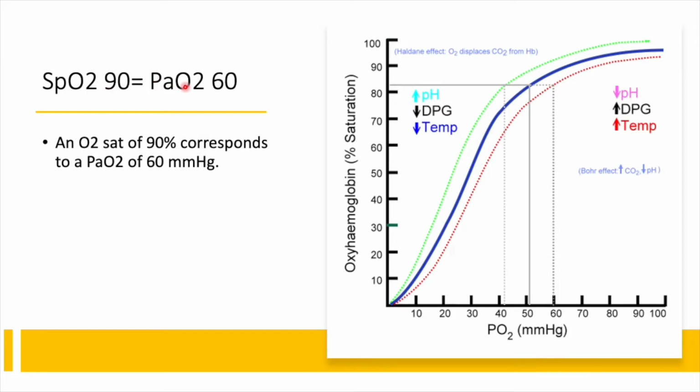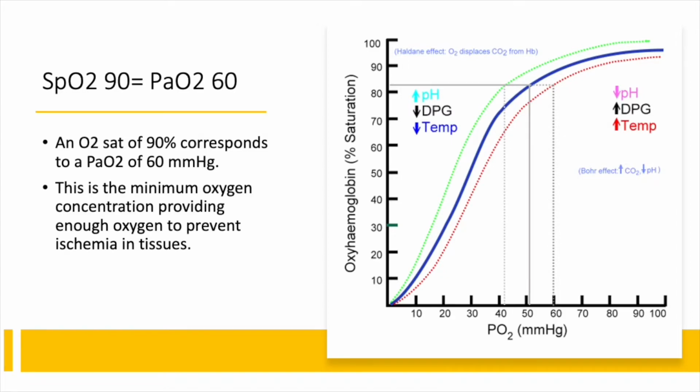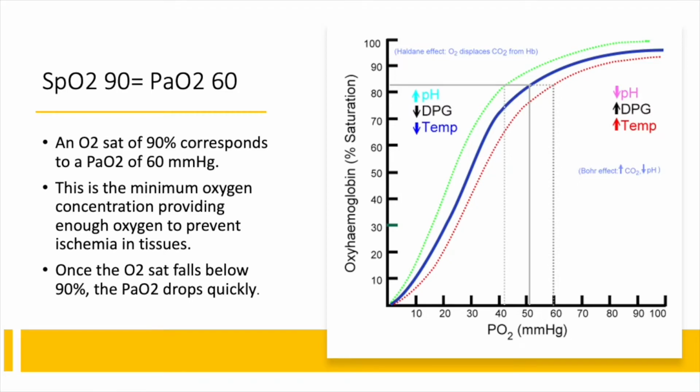An SpO2 of 90 is equal to a partial pressure of around 60 only. So there is significant hypoxemia. And remember, this is the minimum oxygen concentration required to give oxygen to tissues to prevent ischemia. That is, an SpO2 of 90 or a partial pressure of oxygen of 60 is the minimum required to prevent ischemia. Once the SpO2 becomes less than 90, the partial pressure of oxygen drops rapidly and tissue can develop ischemia.